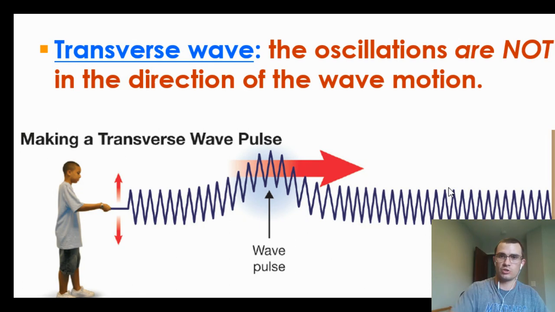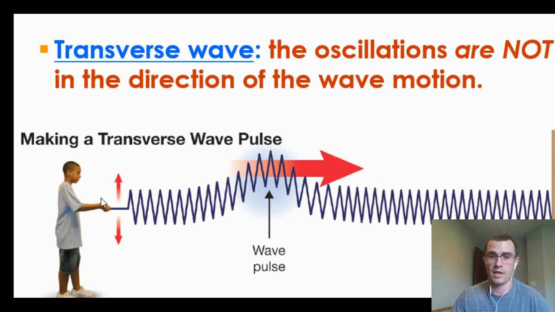The jump rope actually moved up and down, and the energy, the wave, travels across to my partner. And that's what's happening here. We have a spring attached to this wall, and he shook it up and down. And the spring, or the slinky, whatever this happened to be, moved up and down, but the energy he sent moved across. They moved in opposite directions.